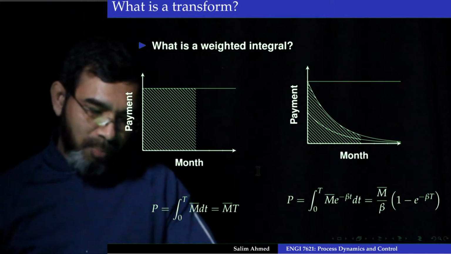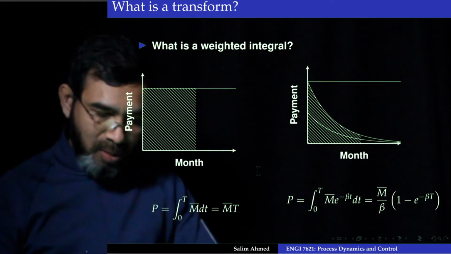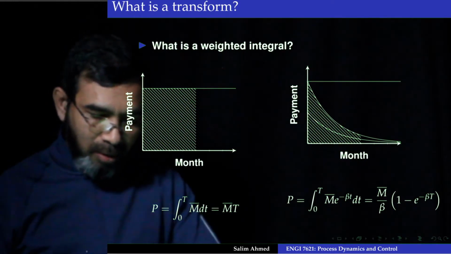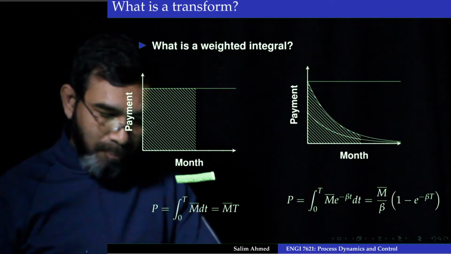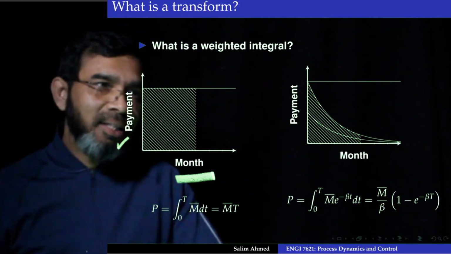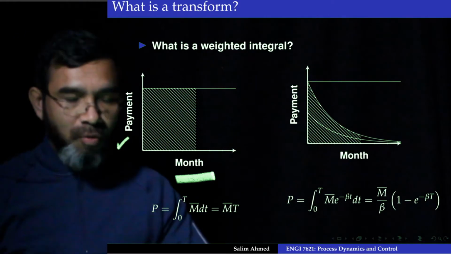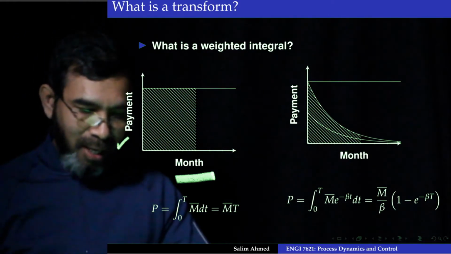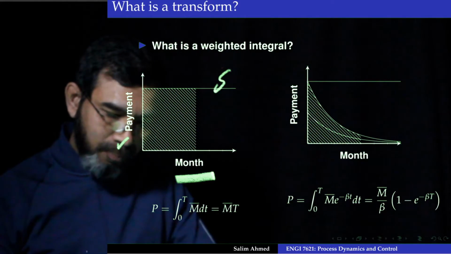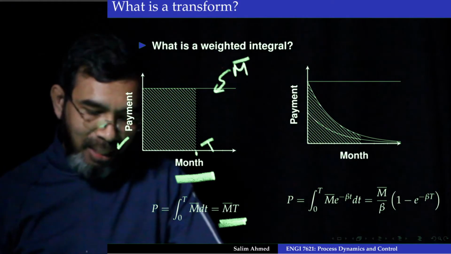Now, if you look at one example of a weighted integral here, say the monthly payment of a mortgage, you plot the mortgage payment against month. The area under the curve will give you the total amount paid over this entire time period. Suppose this monthly payment is m bar, so after time t, you get a total amount paid of m bar times t.